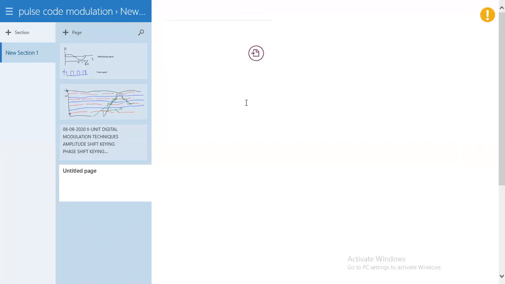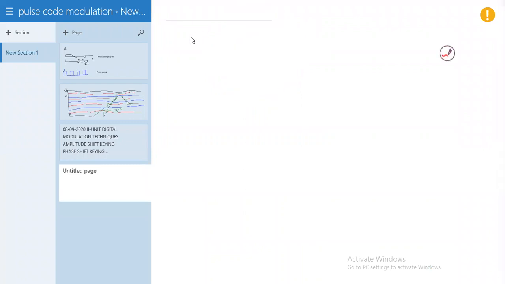Today we will discuss the transfer function of the optimum filter, the probability of error of the matched filter, and the correlation receiver.